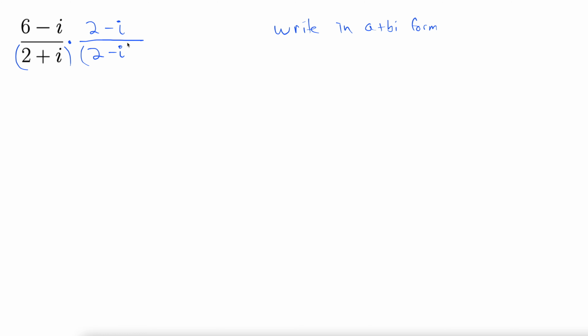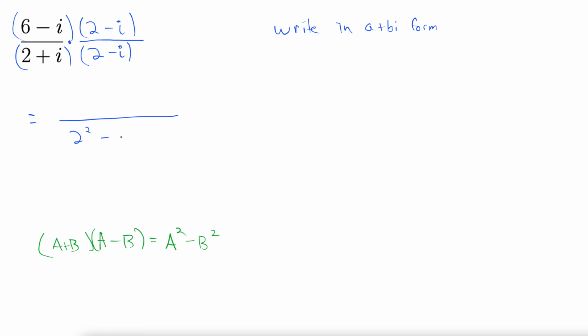Okay, so then we multiply these through. The denominator is of the form a plus b, a minus b, which we know comes to a squared minus b squared. So you can multiply it out, you'll get the same thing. I'm just going to go straight to a squared minus b squared. So this gives us, down in the denominator, 2 squared minus i squared.